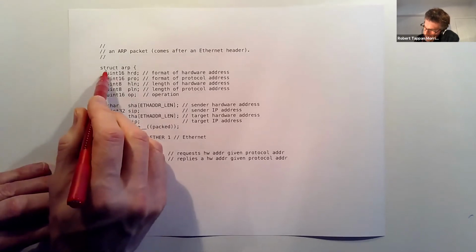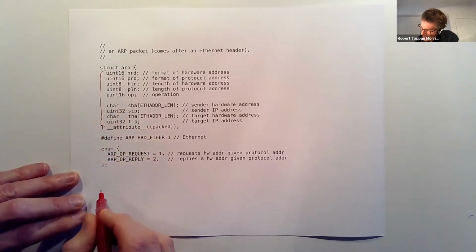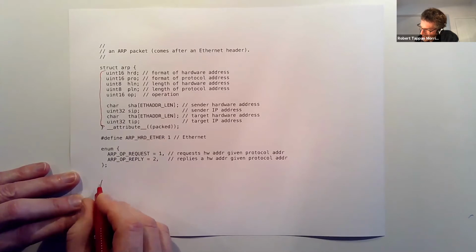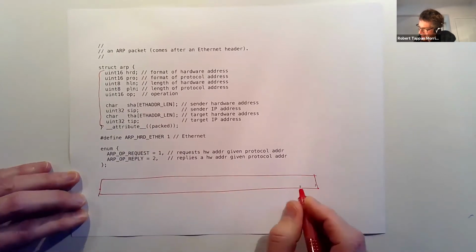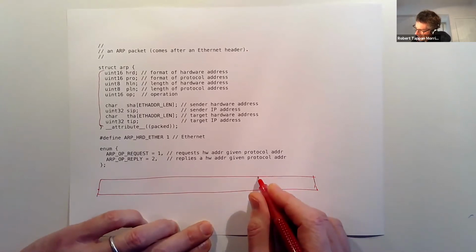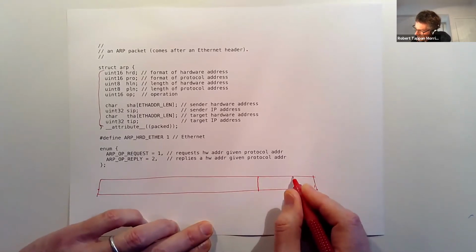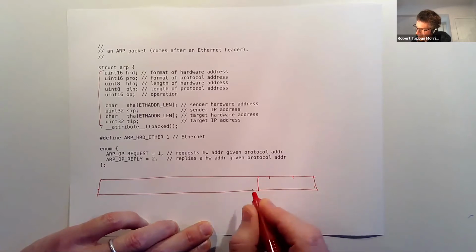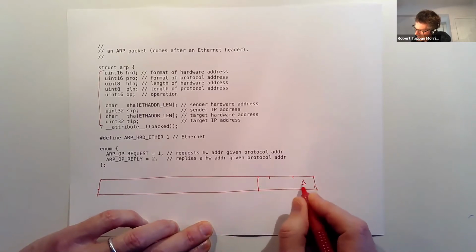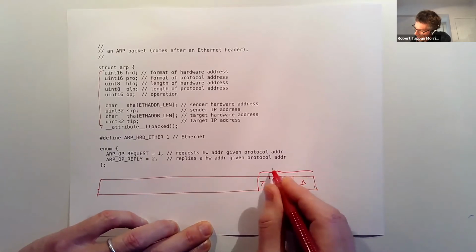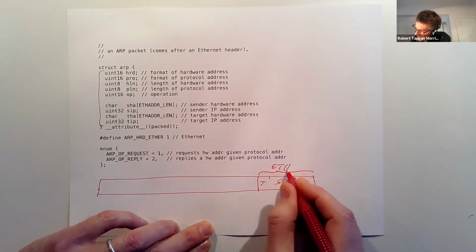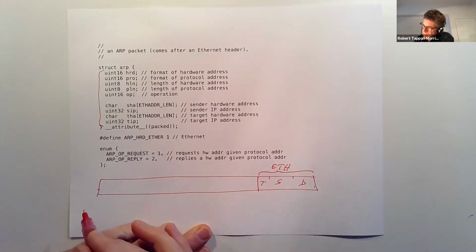This is the format of an ARP packet. The way it actually shows up is inside an Ethernet packet. What you would actually see in the network is first the Ethernet header, which has a 48-bit source field and a 48-bit destination field. Maybe it's destination, source, type. So this is the Ethernet header, and from the Ethernet point of view, the rest is payload.